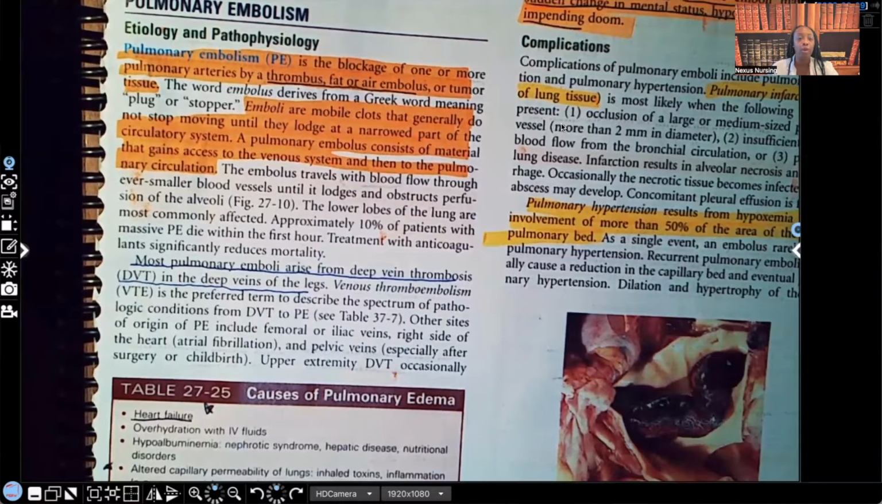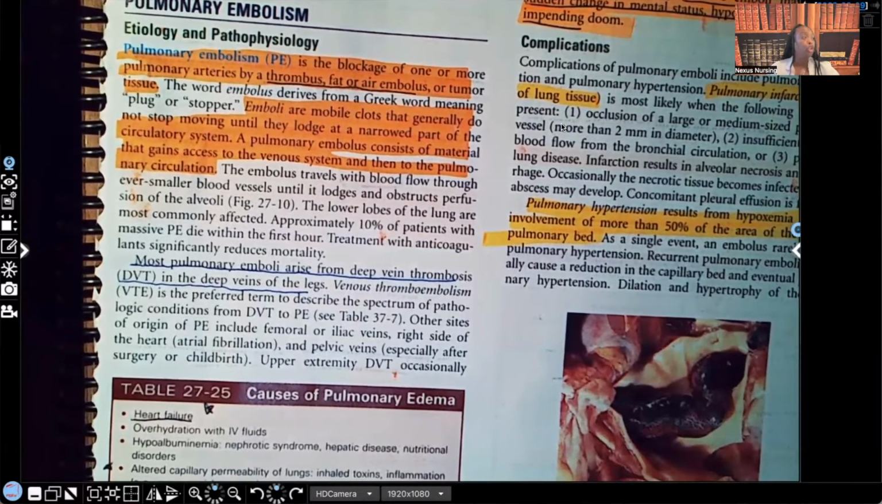So let's talk about pulmonary embolism. This is a blockage of one or more of the pulmonary arteries by a thrombus, that's a clot, by fat, or by air, okay? By thrombus, fat, or air embolus. So it's moving. Or tumor tissue. So emboli, these are mobile clots that generally do not stop moving until they lodge at a narrowed part of the circulatory system. A pulmonary embolus consists of material that gains access to the venous system and then to the pulmonary circulation. Let me stop right there.